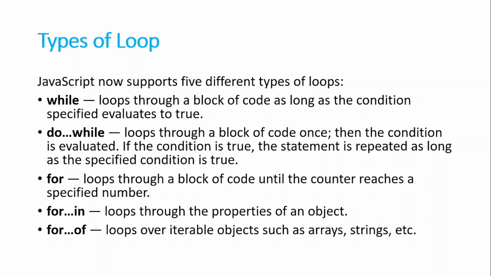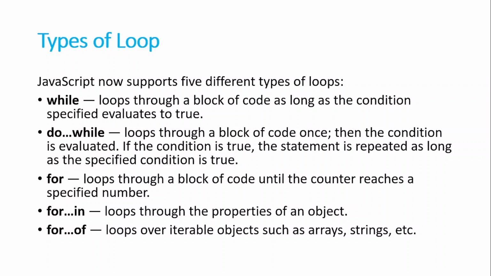But the do while loop executes the block at least one time, and after that it checks the condition, and the next time if it is true, then it will execute again, otherwise it will not execute the code. We'll understand that in detail, don't worry. If the condition is true, the statement is repeated as long as the specified condition is true.